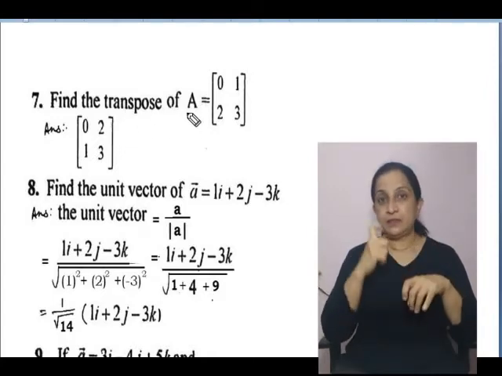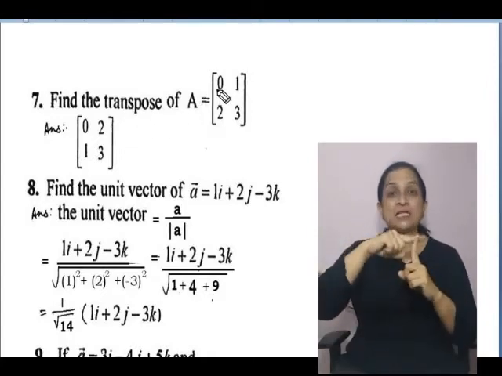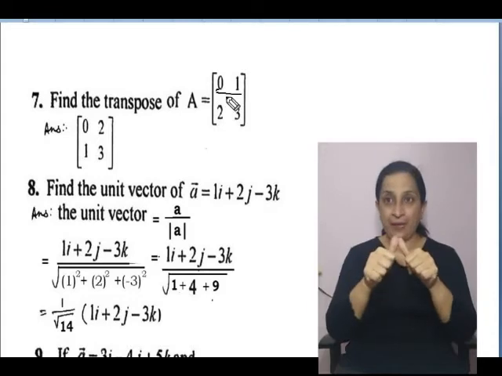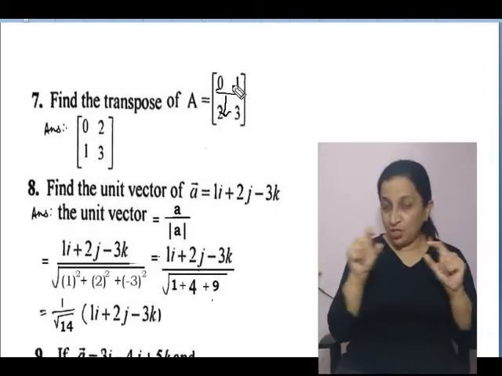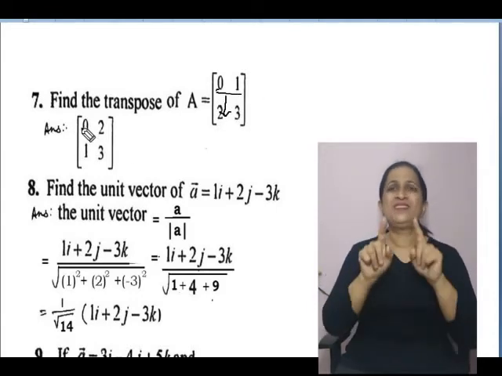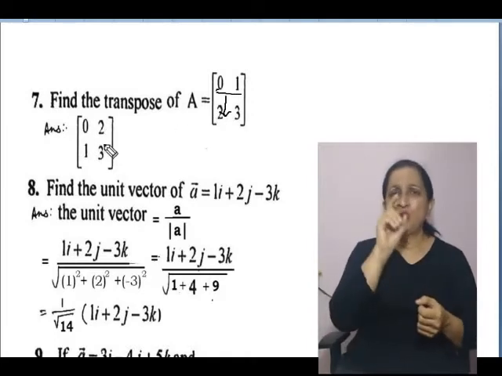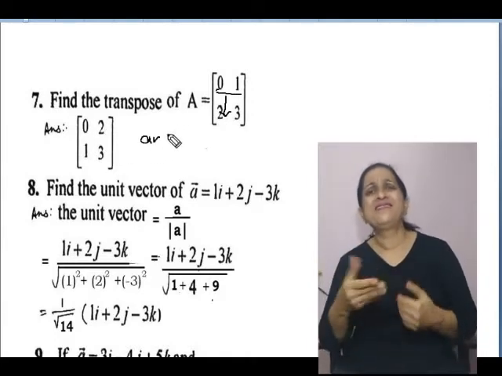Seventh, what is the transpose of A? Row becomes the column, right? So 0 1 becomes 0 1 here, and then 2 3 becomes 2 3. Very simple.